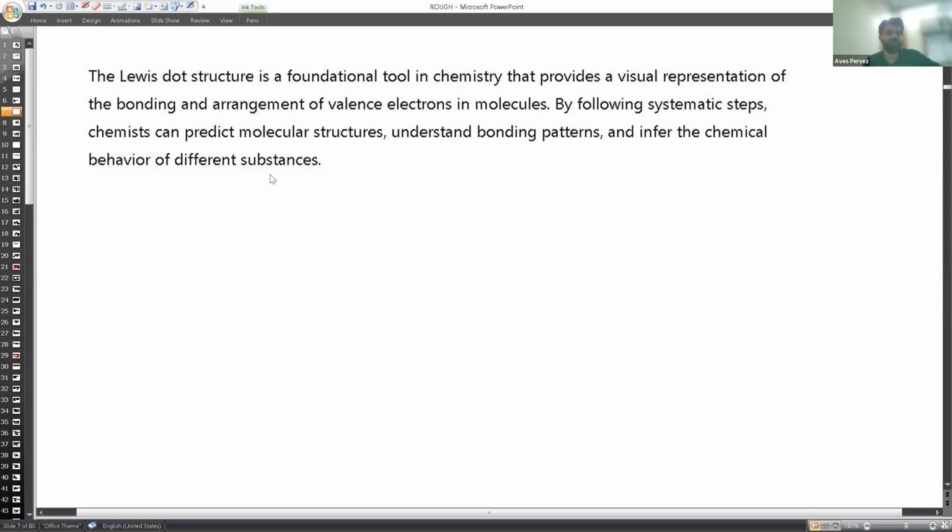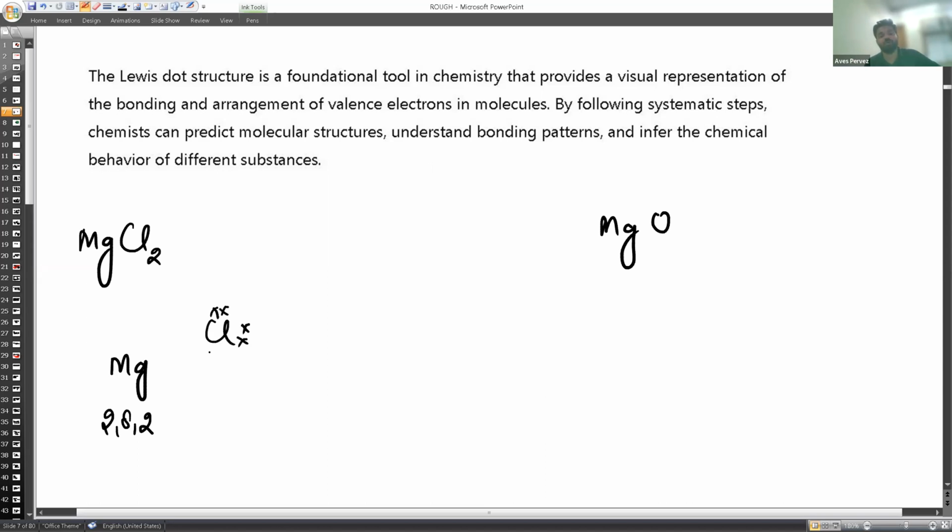In this, we only represent the outermost shell electrons. For example, why does magnesium chloride have the formula MgCl2, and why does magnesium oxide have only the formula MgO? The reason is that magnesium wants to donate 2 electrons, as it has 2 outermost shell electrons, and a chlorine atom can accept only 1 electron, since it has a tendency to accept 1 electron. So one element wants to donate 2 to attain a stable electronic configuration.